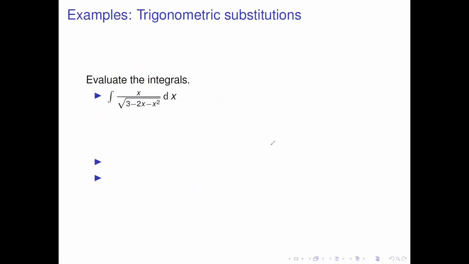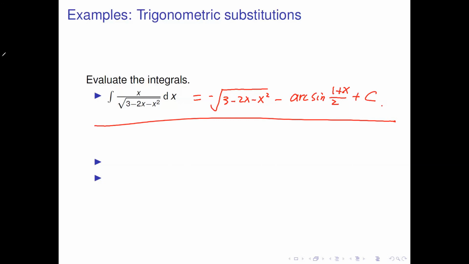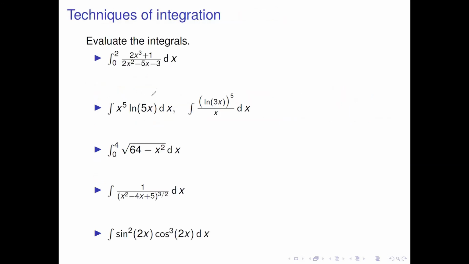We give an example for the technique of trigonometric substitutions. Here. The answer. Now we give some examples. And these examples use the techniques of integration that are frequently tested on the exam.